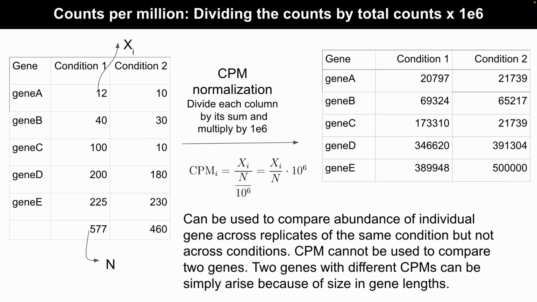This doesn't necessarily tell me that there are 3 more copies of the gene, because is it because it is longer, or is it because it's actually biologically more expressed? Does that make sense?